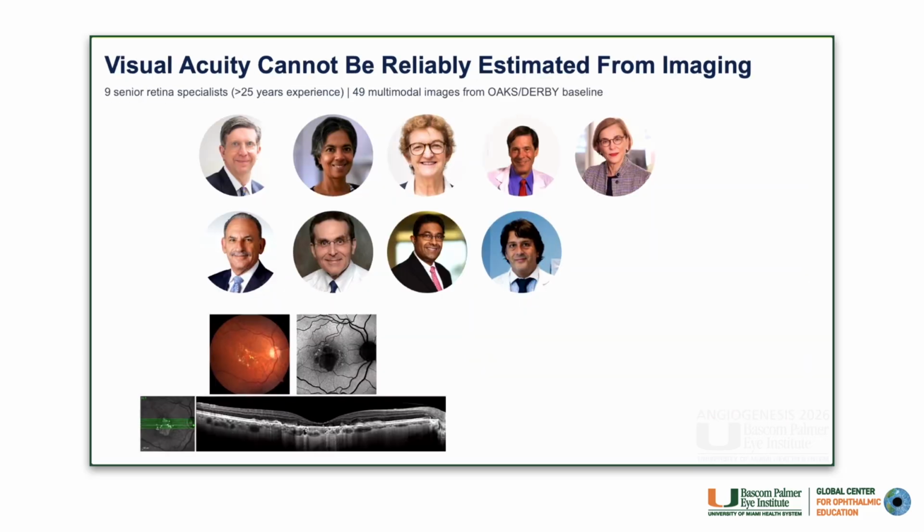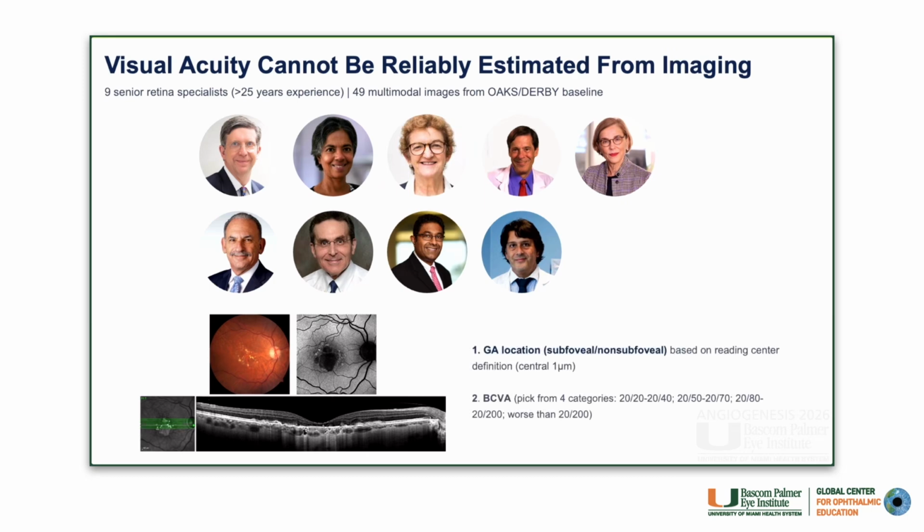This lack of correlation was evident in our experiment where we asked 9 retina specialists, all with over 25 years of experience, to examine 49 multimodal images from the baseline of the OAKS and DERBY trials, as shown below. We requested their estimates on two aspects: whether the GA was subfoveal or non-subfoveal based on the reading center's definition of central 1 micron involvement, and their assessment of BCVA. They could choose from 4 categories of visual acuity listed here in descending order.